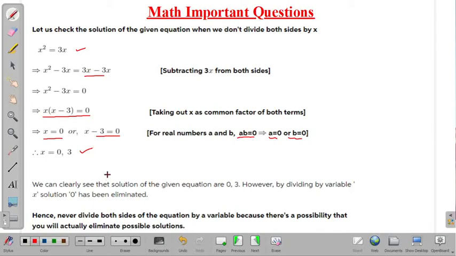So in the first case when we divided by the variable, we assumed that x is not equal to 0. So for the first case our solution was only 3, and for the second case our solution is 0 and 3. So we should never divide both sides of the equation by a variable, because there is a possibility that we are actually eliminating a possible solution.